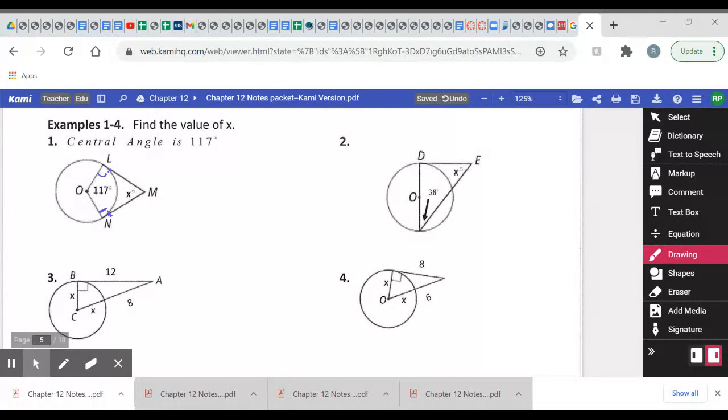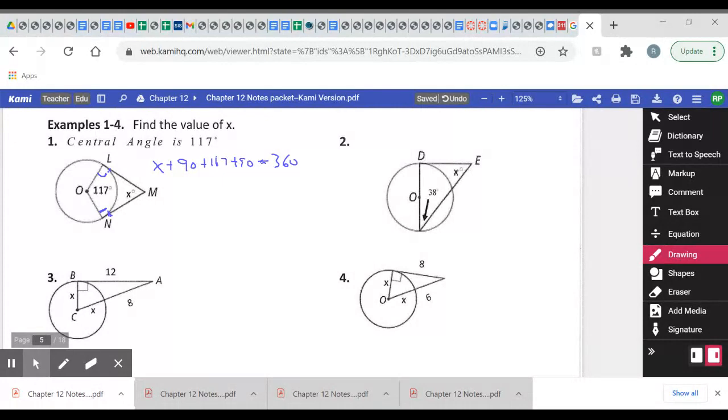All right, there's two different ways I can think to solve this one. One way would be to realize that OLMN is a quadrilateral, and if you think about how many degrees a quadrilateral adds up to, hopefully remembering 360. Just like all the angles of a triangle always add up to 180, all the angles of a quadrilateral add up to 360. So one way to do this problem would be to say x plus 90 plus 117 plus 90 is equal to 360.